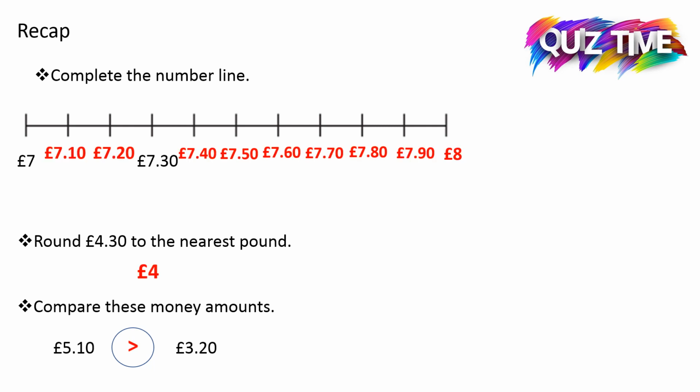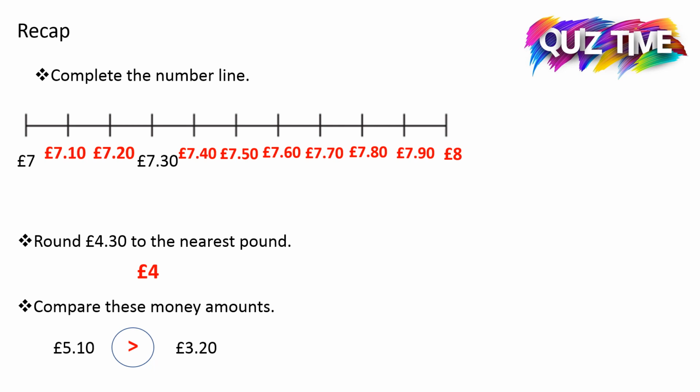So we had £7 and we had £7.30. So you have to think, £7.30, which two integers is it in between? So remember, integers means whole numbers. So it's between £7, which we already had, and the other integer would be £8. And when you figured that out, it would be much easier for you to figure out the rest.